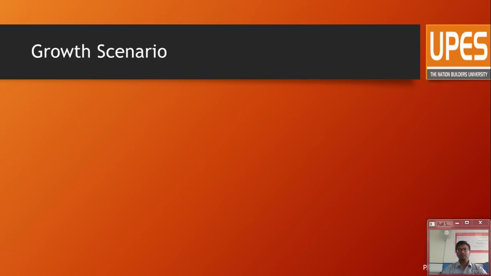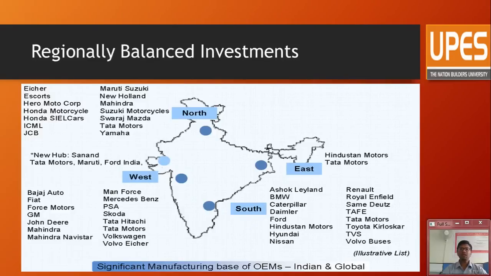Growth scenario. About the growth scenario, if a student is taking admission into the automotive design engineering course, he might have a question in his mind: where am I going to do a job? Am I going to get a job where I'm living? Of course you can get, because the automotive industry is settled and based all over the country.